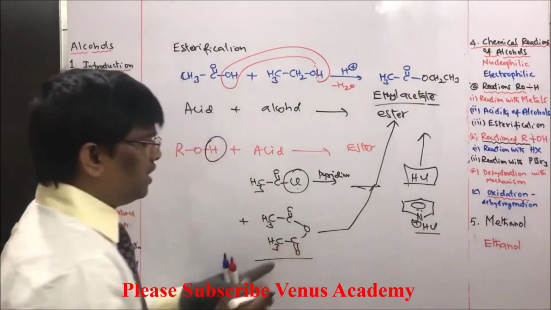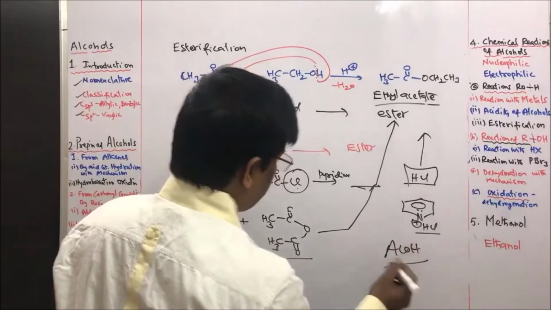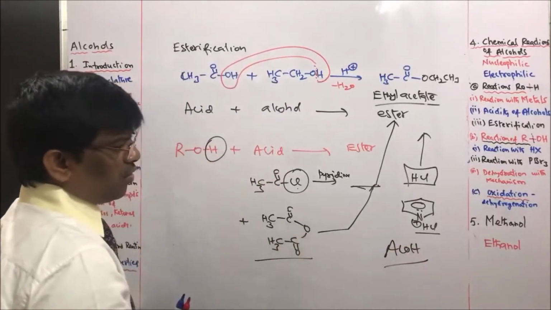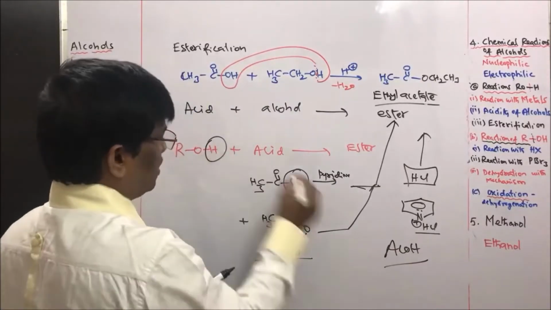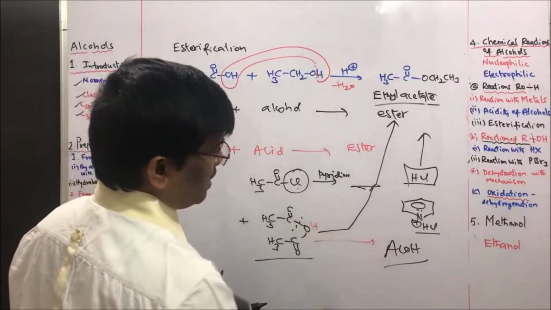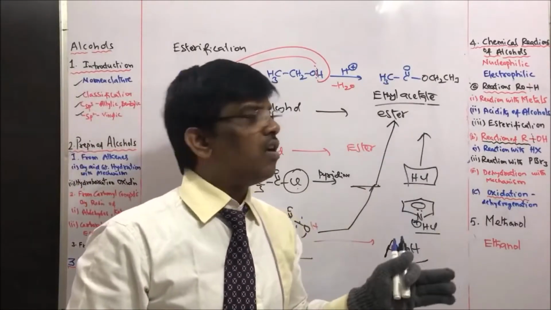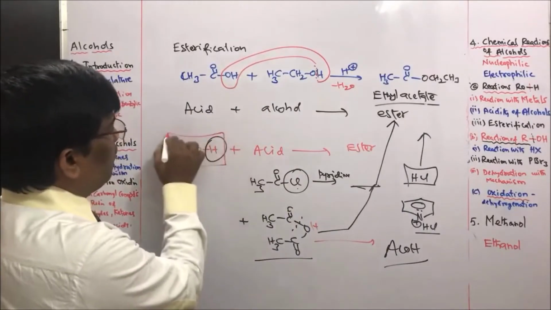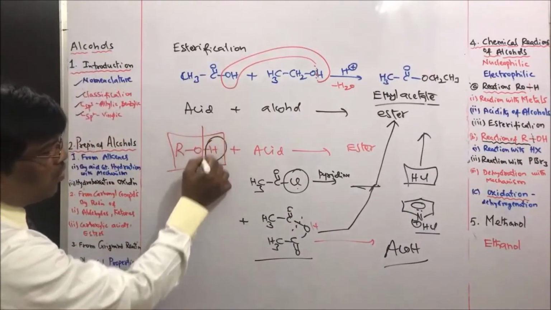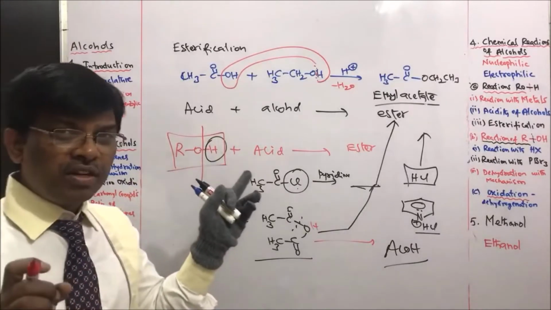Or if you are using acetic anhydride, no doubt it is going to come out as acetic acid, but this acetic acid is not going to disturb your ester. So esterification can be done using alcohols where the O-H bond is going to be disturbed.